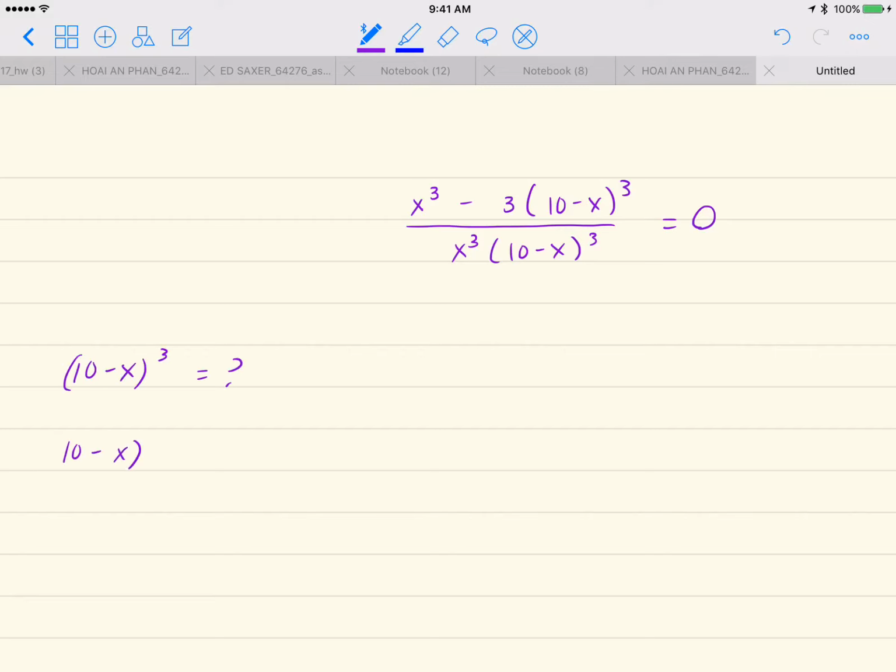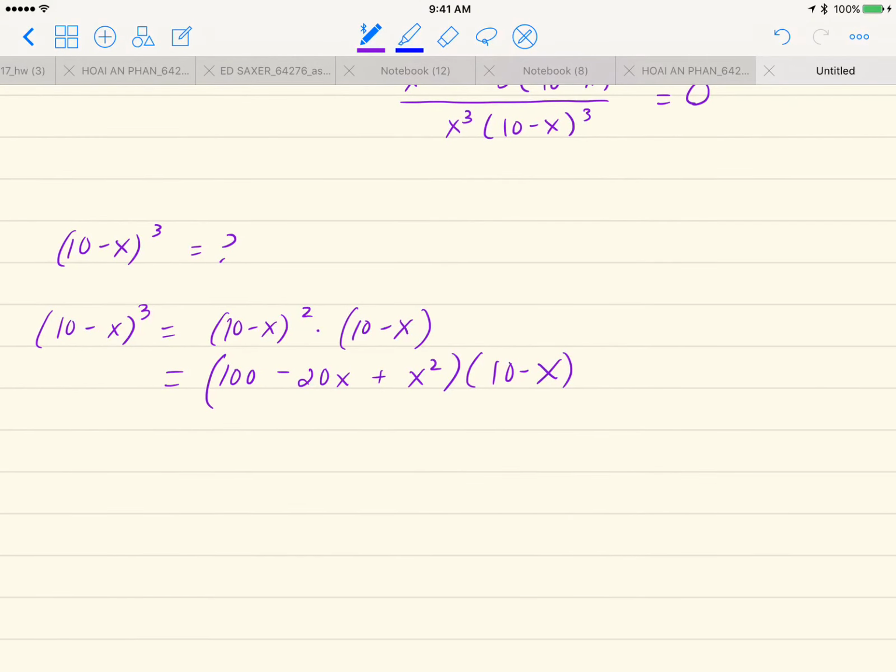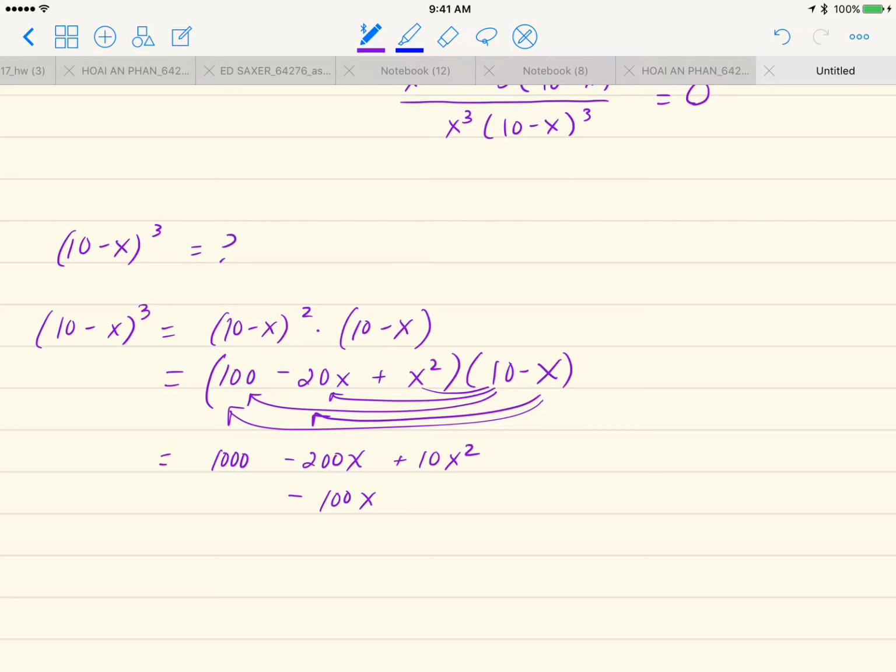Okay, so I don't remember it, so I'm going to say 10 minus x cubed is the same thing as 10 minus x squared times 10 minus x. And this will be 100 minus 20x plus x squared times 10 minus x. And now I'm just going to multiply each term. So we'll have 1,000 minus 200x plus 10x squared minus 100x plus 20x squared minus x cubed. So altogether I'll get 1,000 minus 300x plus 30x squared minus x cubed.